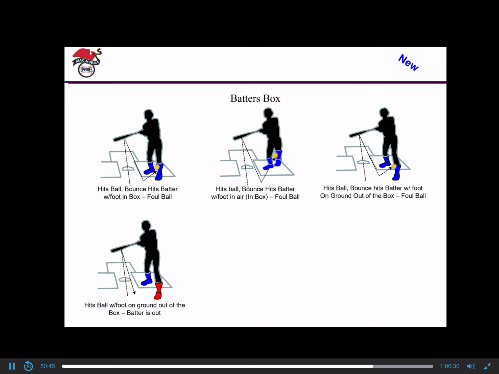Our third example, it hits the ball, bounces with the batter's foot. The foot is completely out of the batter's box. Now, it says foul ball, but now the batter's going to be declared out because his foot is completely on the ground, out of the box.